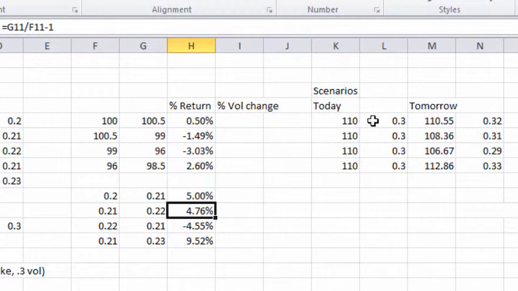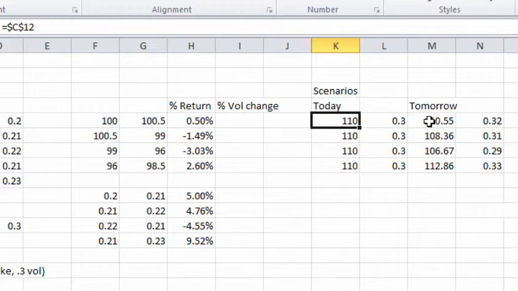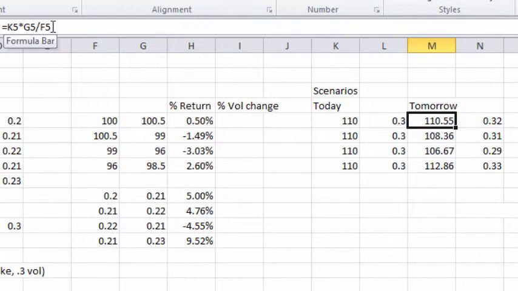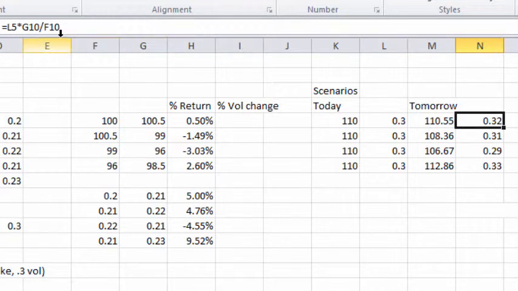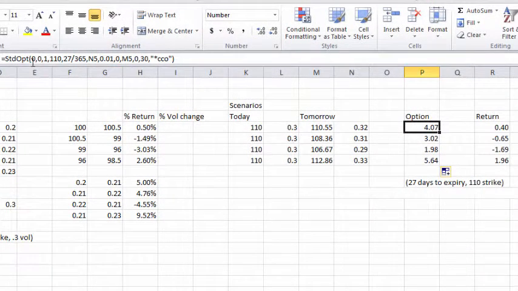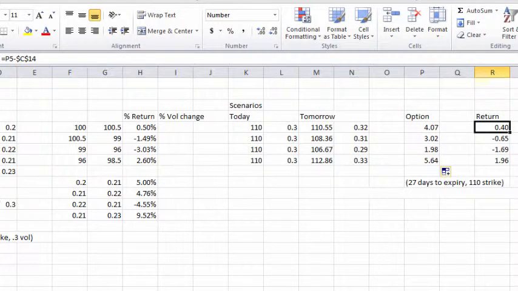We then apply each of the 4 changes in stock price and vol to today's 110 stock price and today's 30% vol, giving us 4 hypothetical scenarios of stock price and vol for tomorrow. We then calculate the theoretical price of the option using the same 110 strike, 1 less day to expiry, and the simulated stock price and vol. This gives us 4 potential option prices and 4 potential one-day profits and losses. If we do this for 2 years daily, we'll have 500 scenarios, and the risk-return statistics can be used to make informed trading decisions.